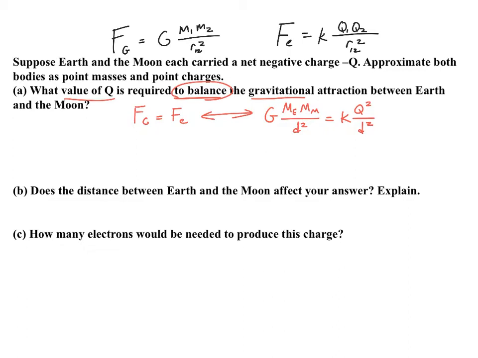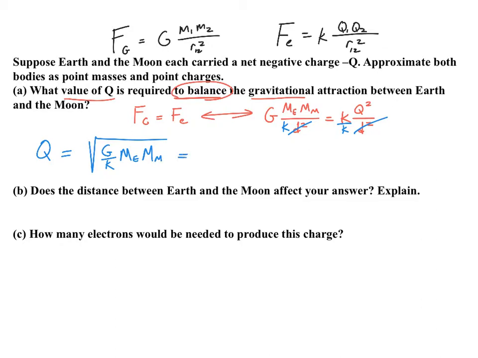So the distances drop out. You don't even need them. And so what you end up getting, if you solve for Q, the only thing that's left behind is that K, which is going to switch to the denominator. So if I divide both sides by K, the K comes over here, and you just have the square root of the constants in ratio, and then the two masses. Mass of the Earth, mass of the Moon.